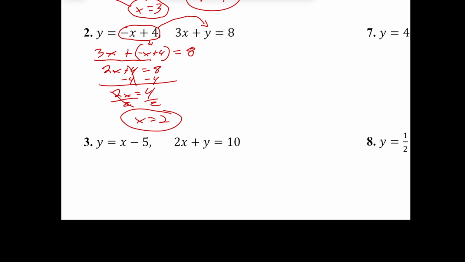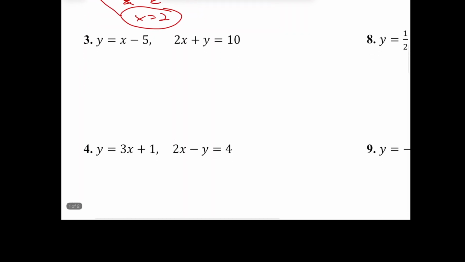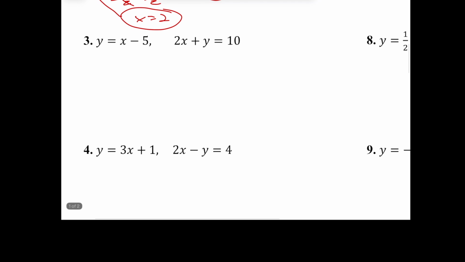Got it. So now I can plug it into any one. Doesn't matter which one. I'm going to plug it into there. And I'm going to get y equals negative, what's x? 2 plus 4. And then I'm going to get y equals 2. And if you want, you can plug both of them back into this equation. And I'm just doing it in my head, and I can see I'm right.